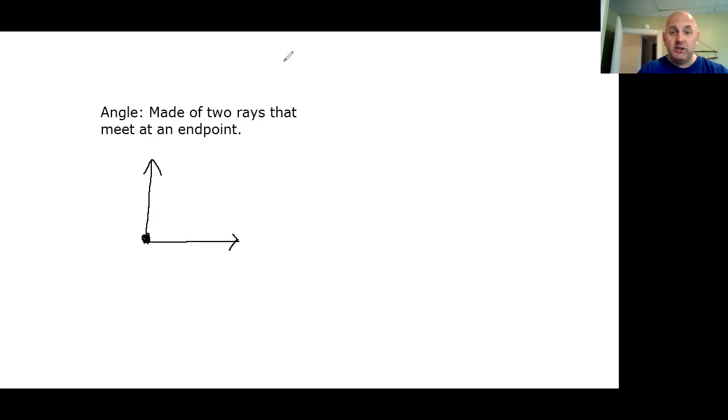And then what is the actual angle? The angle is the space between this first ray and the second ray. So this space between the two rays, that is the angle. Angles can be measured from 0 degrees up to 360 degrees. But in 5th grade, we're really only talking about angles that are from 0 to 180. So we're really only going to go up to about 180 in 5th grade.